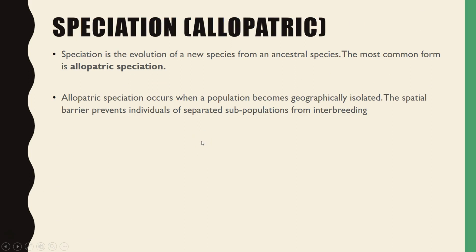So the process of speciation which we're required to know is known as allopatric speciation. That's when a population becomes geographically isolated. So there's a geographical barrier or geographical isolation of that species, a spatial barrier it's also called, separating subpopulations from interbreeding.